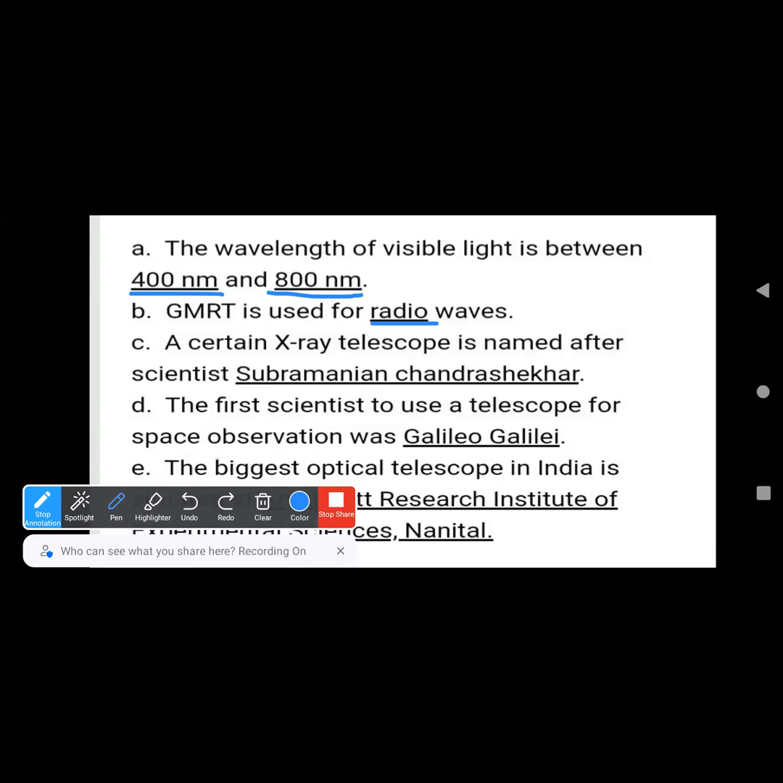A certain X-ray telescope is named after the scientist dash, right? So the X-ray telescope which we have studied is the Chandra Telescope, and it is named after the scientist Subramaniam Chandrasekhar. Let us see the fourth one. The first scientist to use a telescope for space observation was Galileo Galilei. Right?